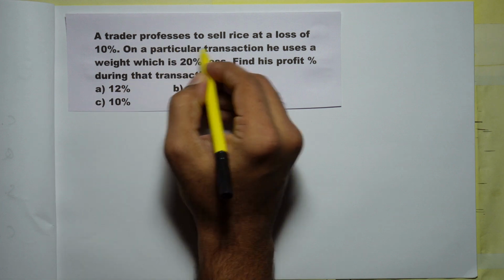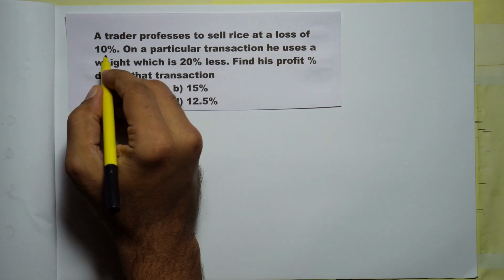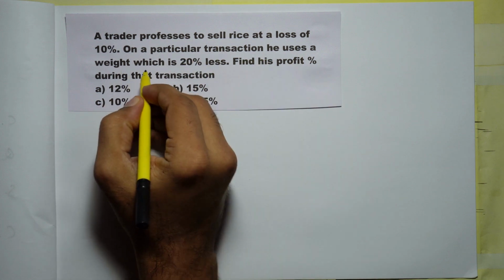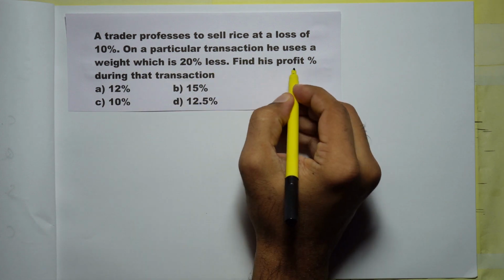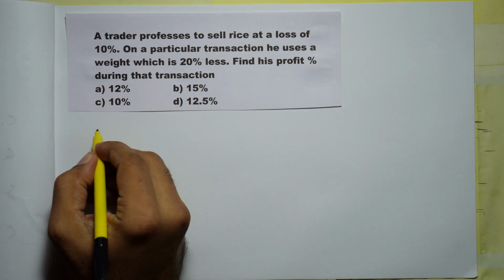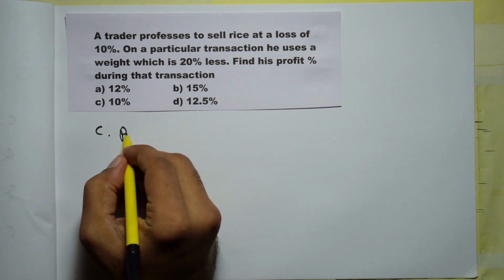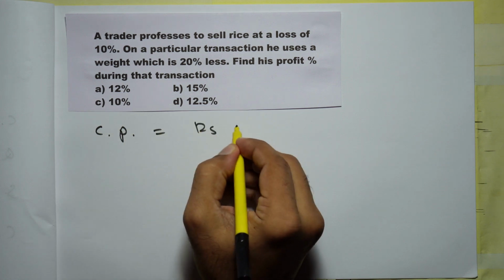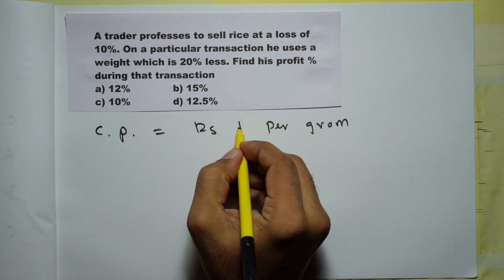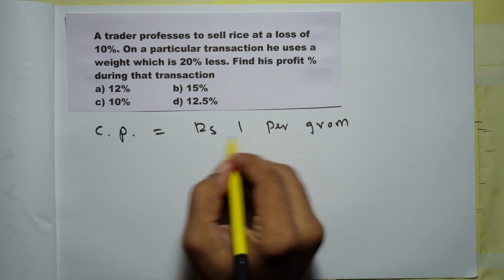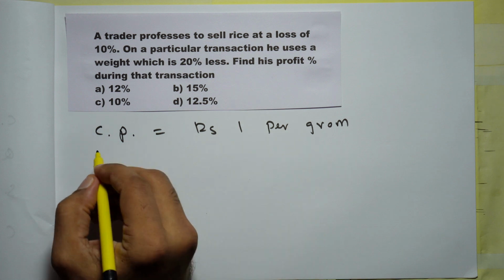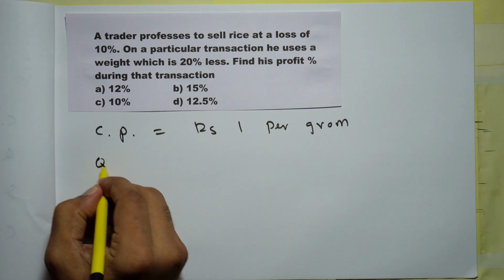A trader professes to sell rice at a loss of 10%. On a particular transaction, he uses a weight which is 20% less. Find his profit percentage during that transaction. First of all, we will assume a value for the cost price. We will assume that the cost price is 1 rupee per gram. If you assume it as 1 rupee per gram, then the calculations will be a lot easier. That is why we are assuming it to be 1 rupee per gram. Next, we will assume a value for the quantity.